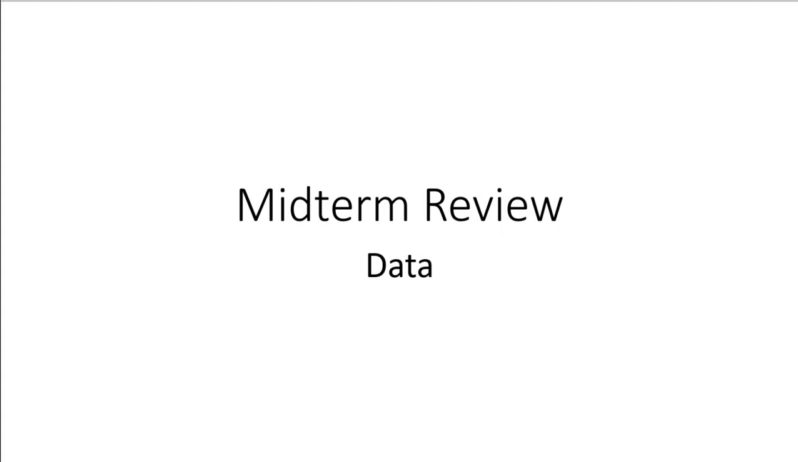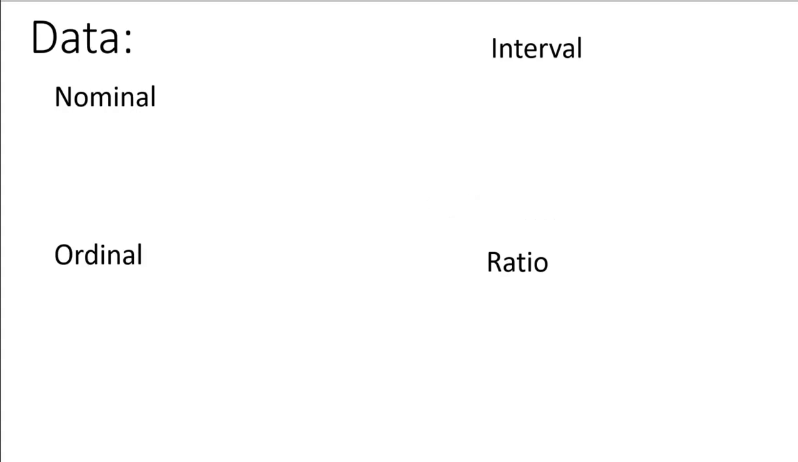Okay, here comes some midterm review. The first section is going to be about data. The four different types of data are nominal, ordinal, interval, and ratio.